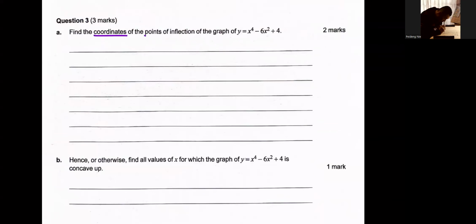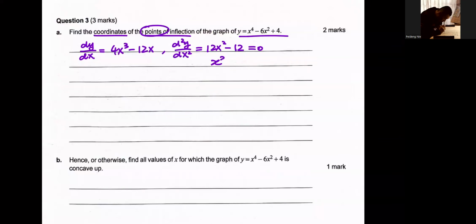Find the coordinates of the points of inflection of the graph. So dy/dx equals 4x cubed minus 12x. And the second derivative is 12x squared minus 12, equals 0. x squared equals 1 and x equals plus or minus 1.